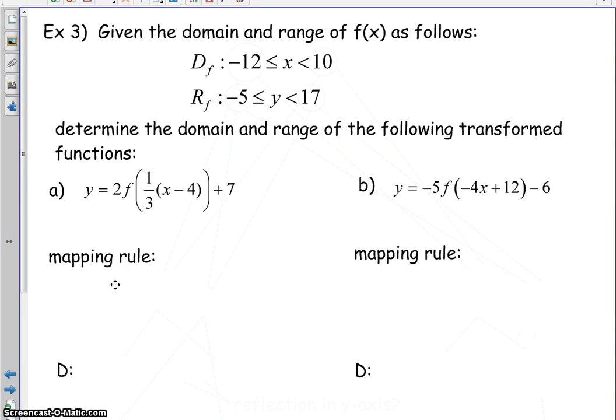Alright, so hopefully you've been able to give this one a try, and if not, remember the whole idea is you're looking for the domain and range of the original function, which in this case is given to you, and you're going to use the mapping rule to determine where your new domain and range are going to wind up. So in this particular case, I'm going to create my mapping rule.